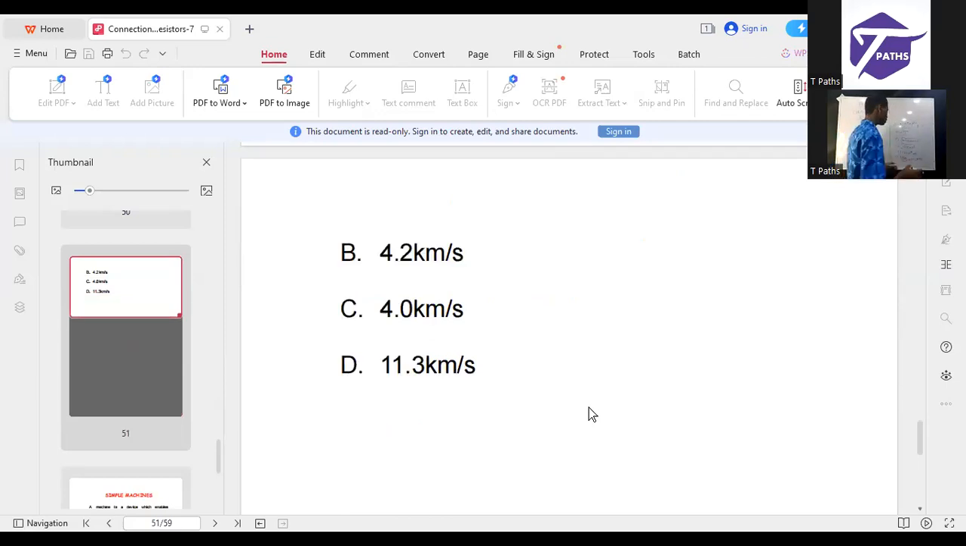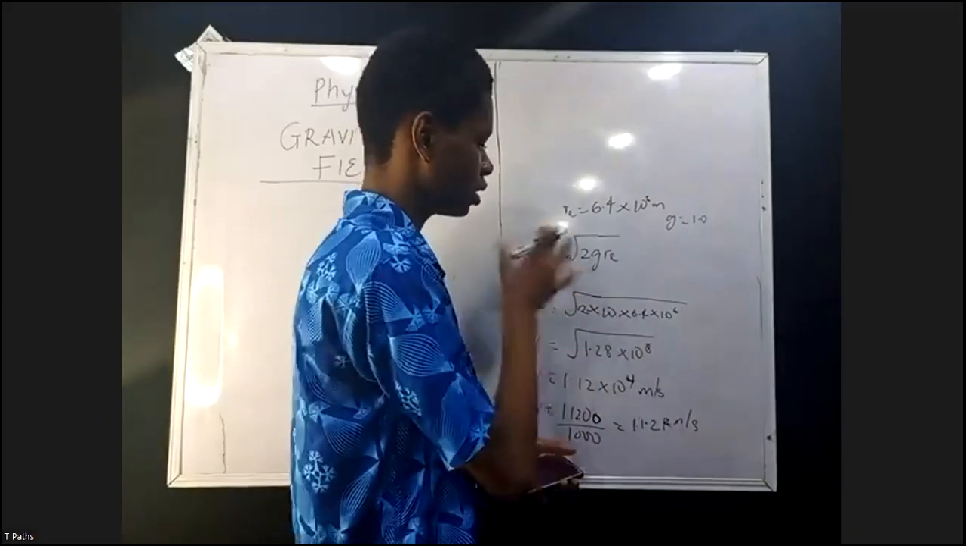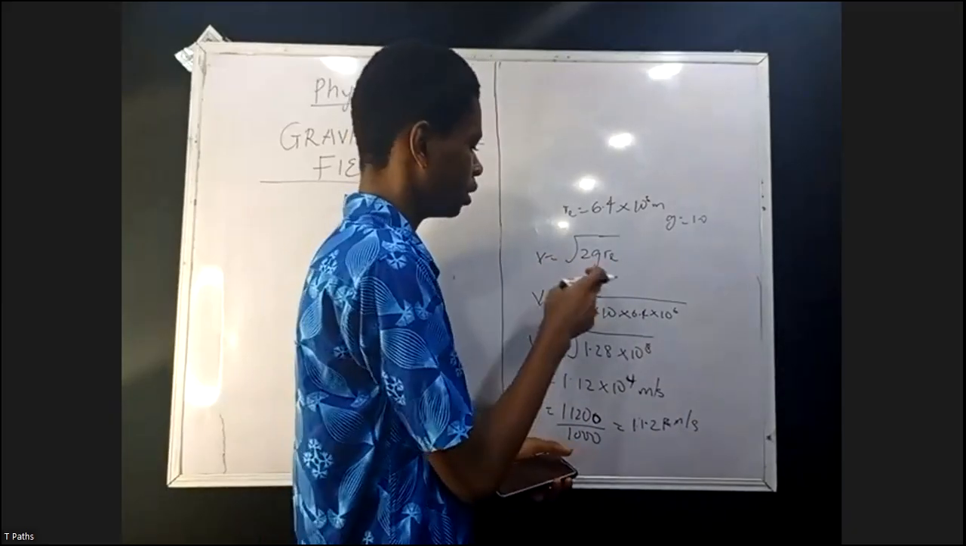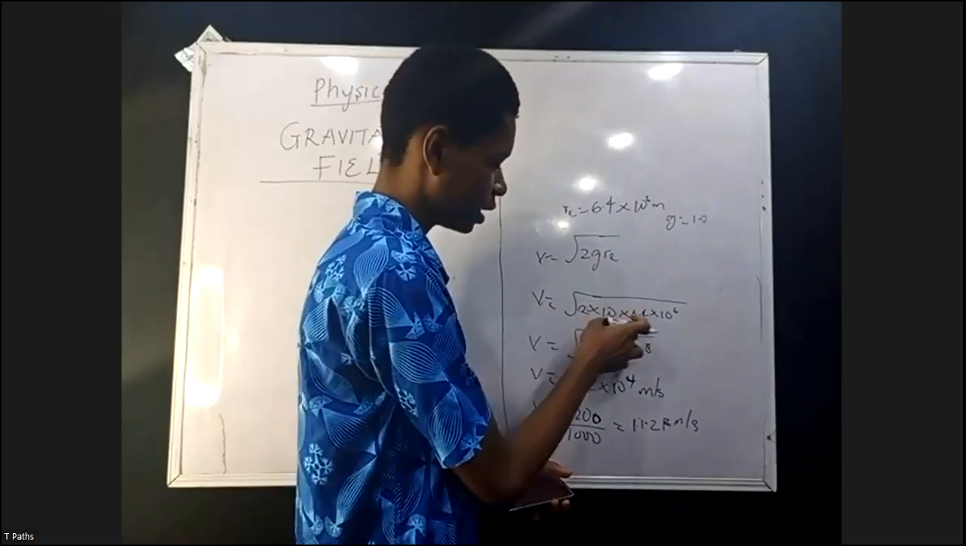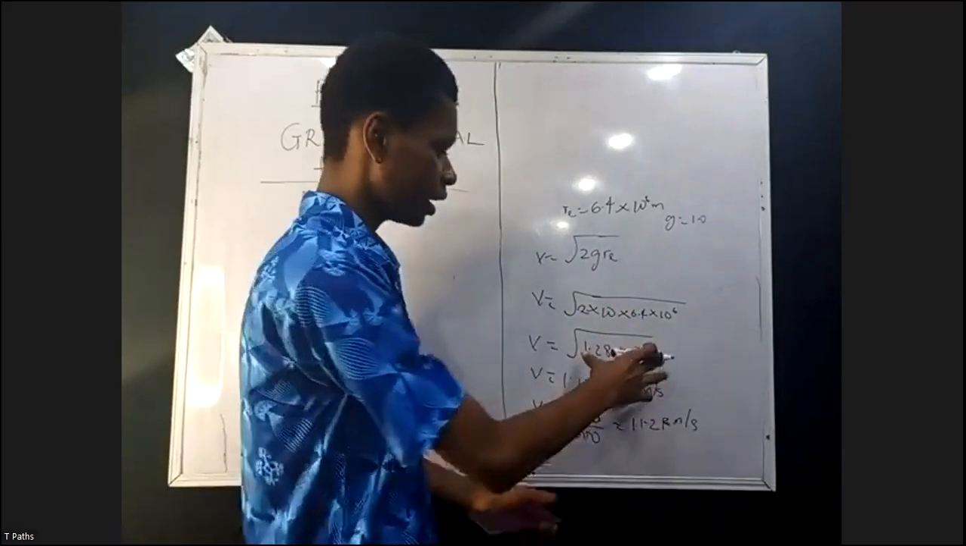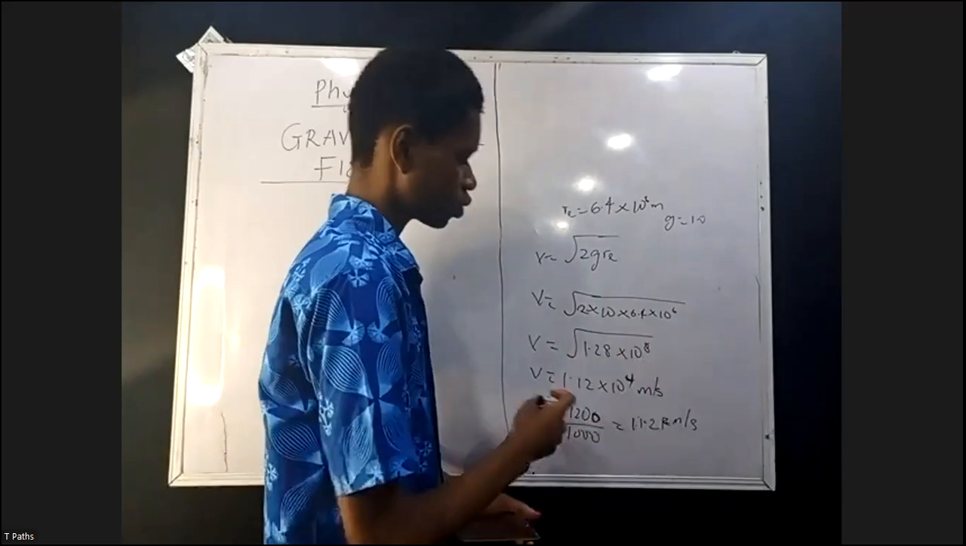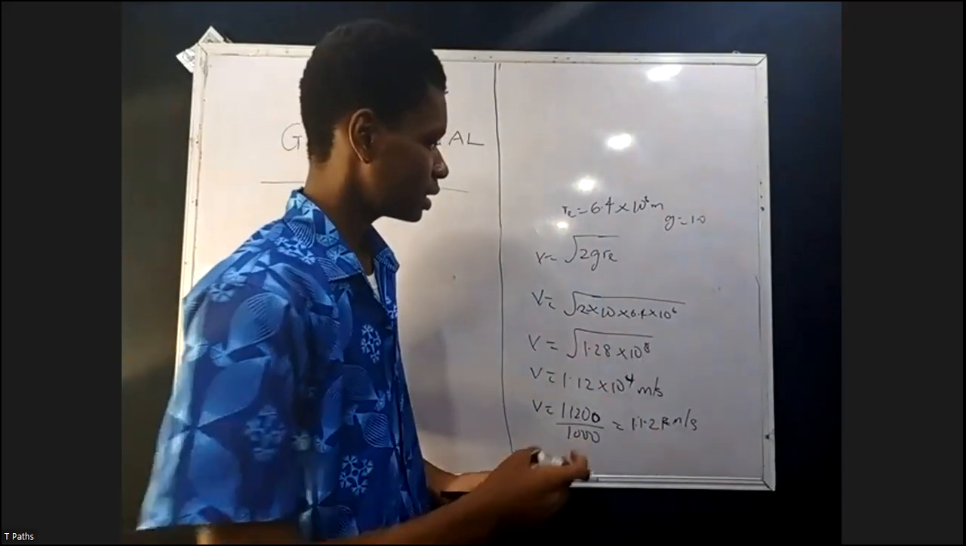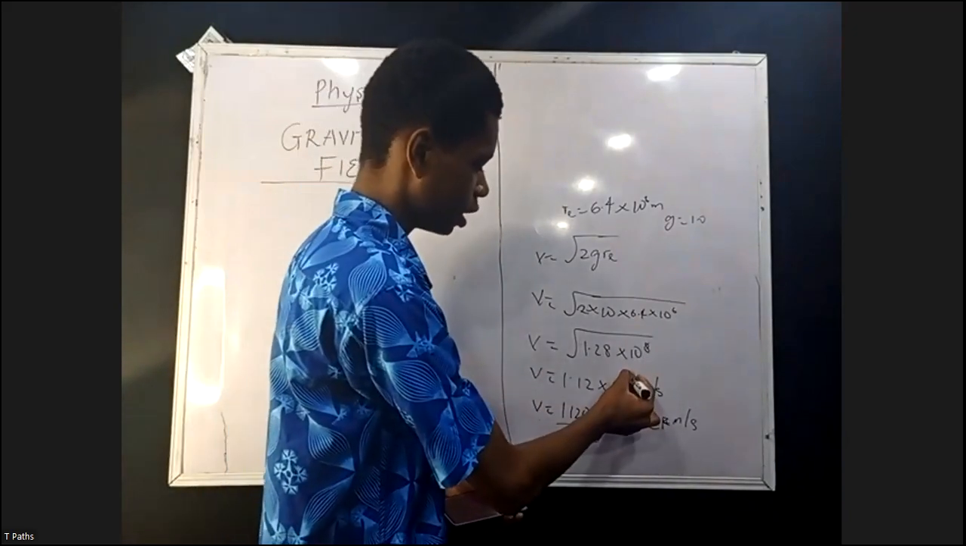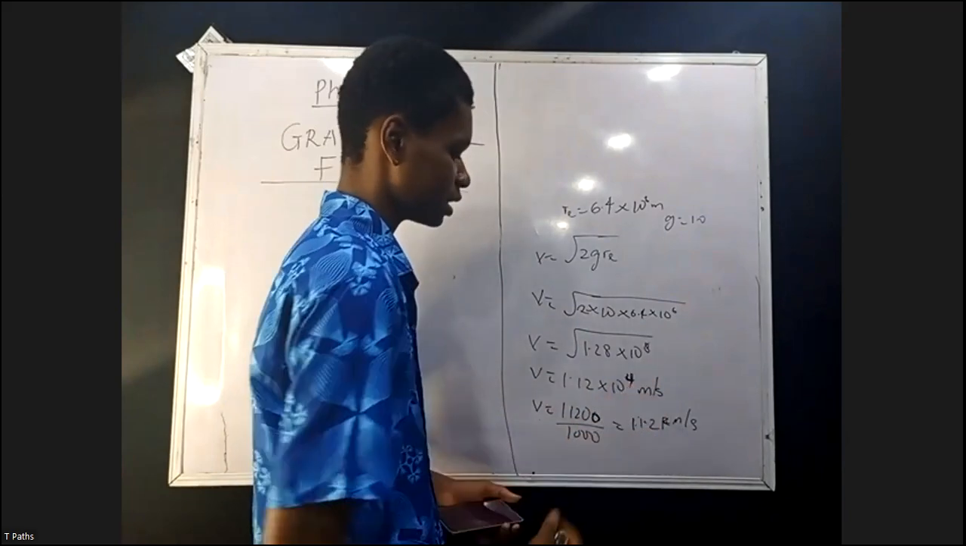I hope you guys got how I did it. I replaced all the parameters into the formula. This is g, which is 10, 2 times 10 times 6.4 times 10 to the power of 6. I got this and I found the square root. The square root gave me this, so what I simply did is convert this from meters per second to kilometers per second.